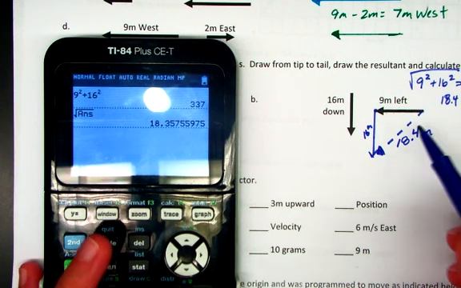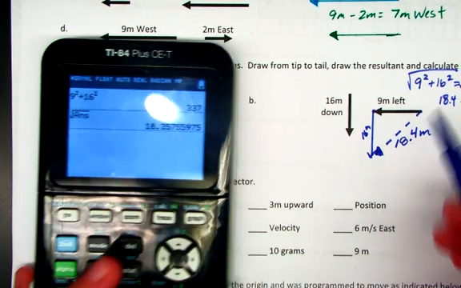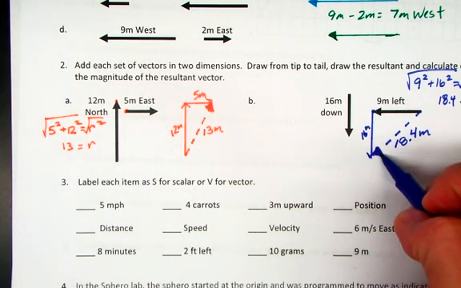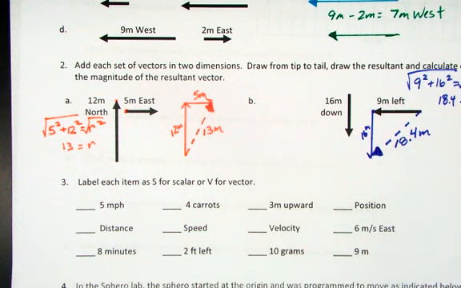Okay. So we have the direction is going down. Notice that's signified by the arrow here, and then 18.4.